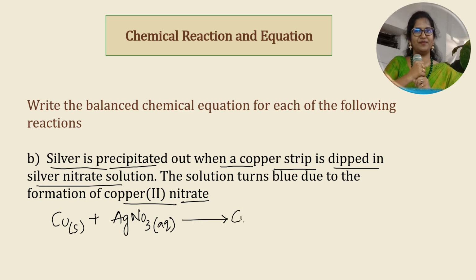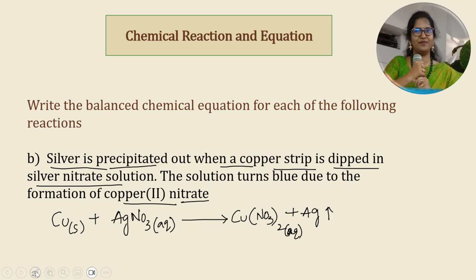What is formed? Copper nitrate, that means Cu(NO3)2, with NO3 taken twice. Next, it will give silver, and this silver is a precipitate, and the copper nitrate is an aqueous solution. Got it?